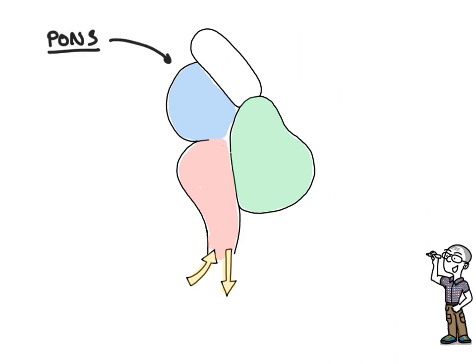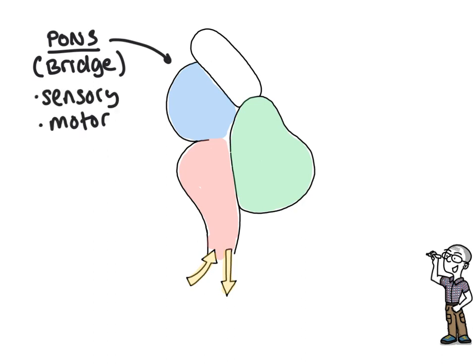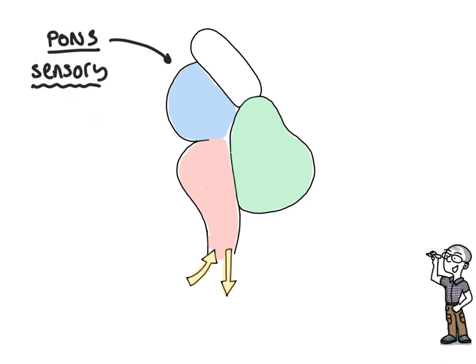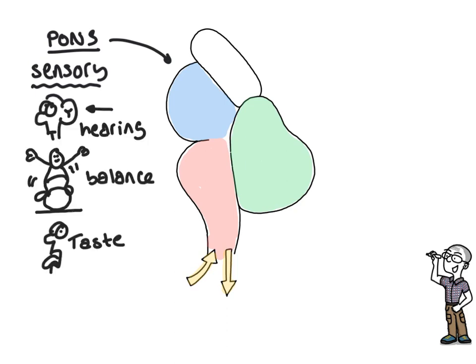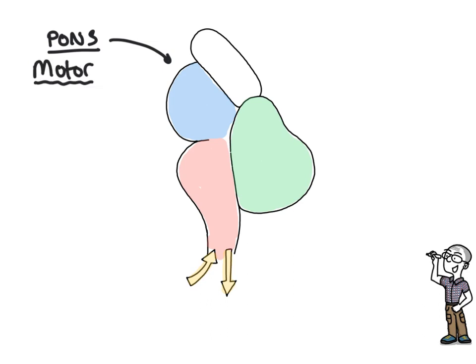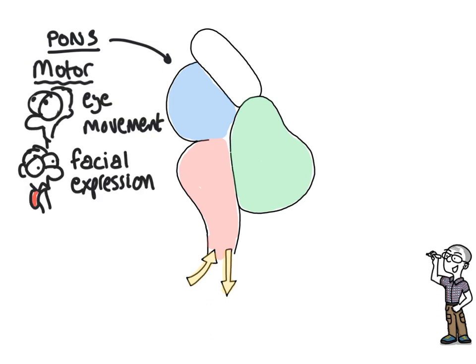The pons, meaning bridge, has an important role in sensory and motor functions. For example, in terms of sensory, it's important for hearing, balance, taste, and facial sensation. And for motor, for things like eye movement, facial expressions, chewing and swallowing. Again, as you'll see later, it's also very important with things like sleep mechanisms.